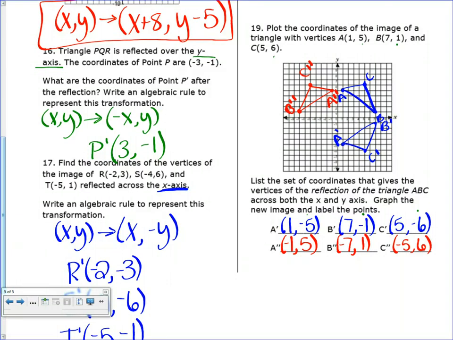So for my reflection across the y-axis, my x-coordinates became the opposite of what they originally were.